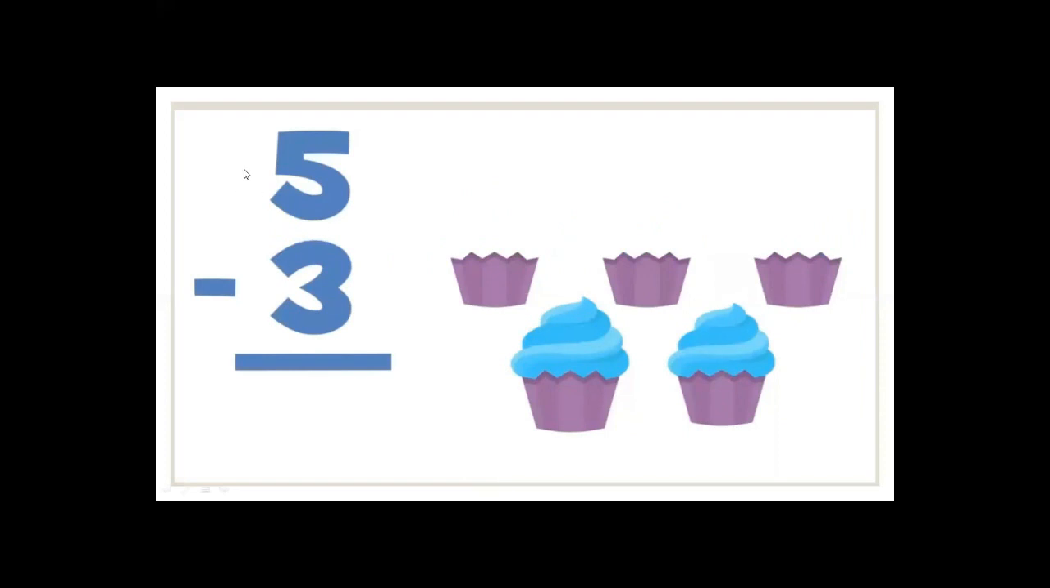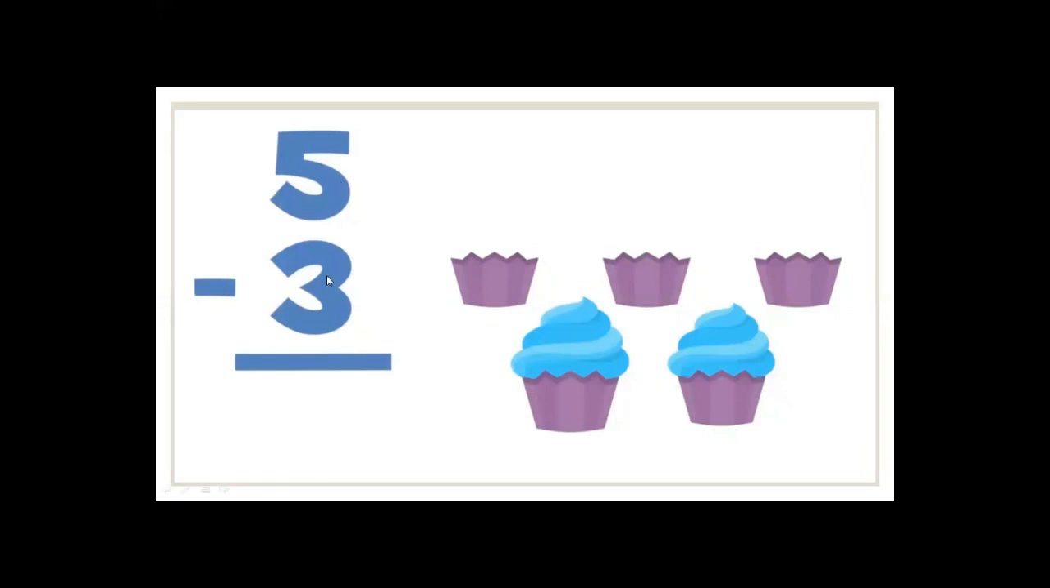Now here we have 5 cups of ice cream, as you can see here. 1, 2, 3, 4, 5. So we write the number 5 first. Then from 5 we eat 3 cups. So how many cups remain? First we write the number 5. This 5 shows the total number of ice cream cups, and this 3 shows which are taken away, which are used, which are eaten.